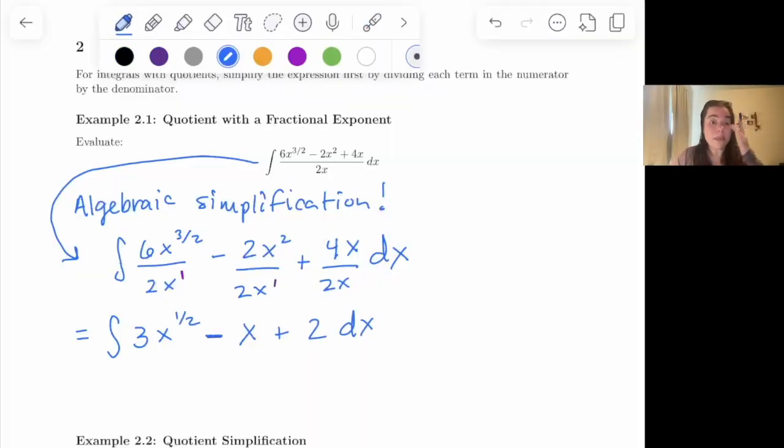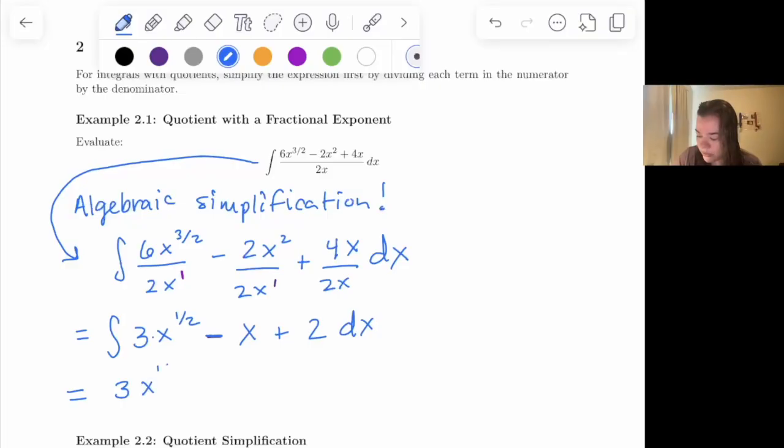Awesome. So we have done some algebraic simplification. Now notice we're in a string where we can just apply the sum and difference rule, the constant multiple rule, as well as the power rule, right? We don't have any more nasty quotient. We clean things up, and now here comes the calculus. Let's integrate. So constant multiple rule tells me that this 3 just comes along for the ride.